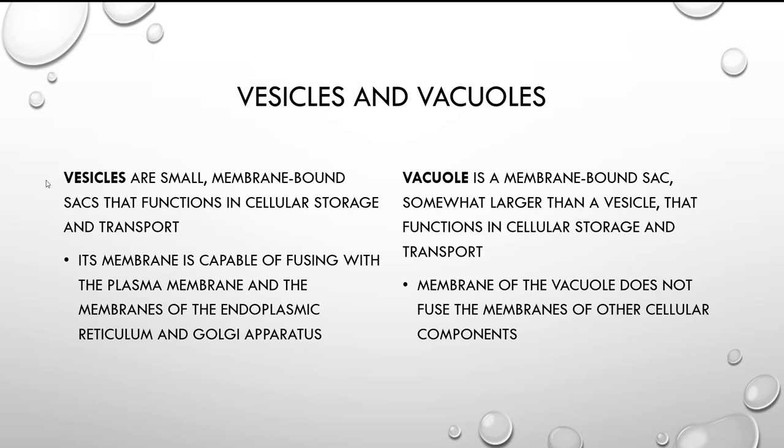And then finally we have the vesicles and the vacuoles. These are the transportation part of the endomembrane system. The vesicles and the vacuoles are basically the same thing, it's just a difference in size. Vesicles are small, vacuoles are big. Vesicles are small membrane-bound sacs involved with storage and transport, whereas vacuoles are membrane-bound sacs that are larger than vesicles, also involved with storage and transport.